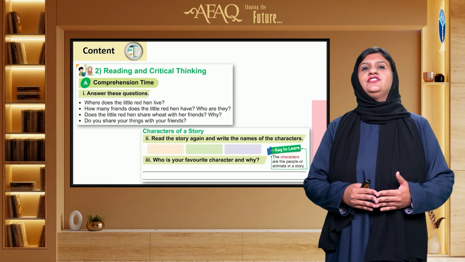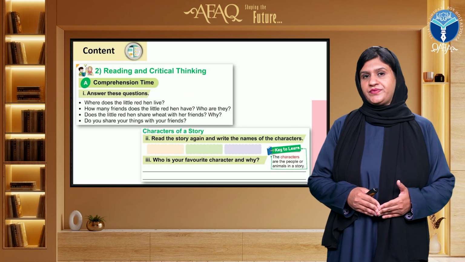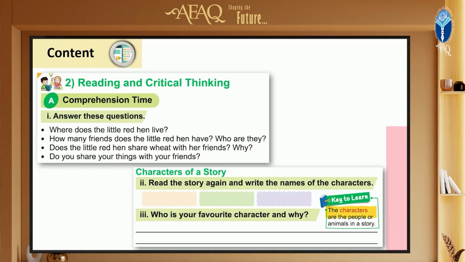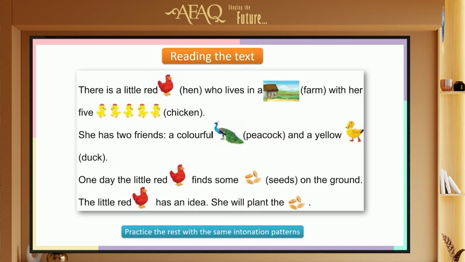The next thing is characters of the story. What comes to your mind when I say the word character? The characters are the people or animals in the story. The main characters of the story are those on which the story depends. Write the names of all the characters. So this story is about animals. You are going to pick the names of all the animals because they are the important characters of the story.